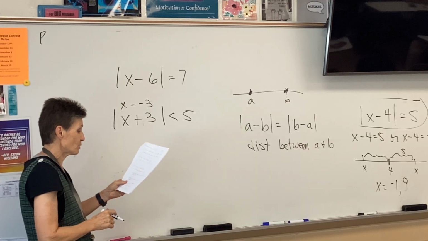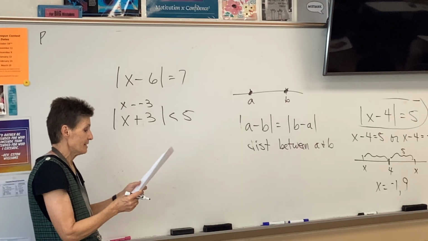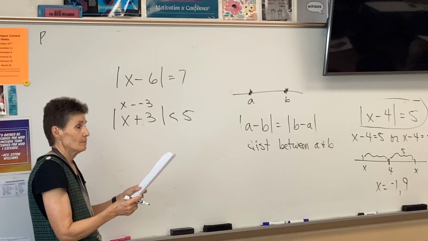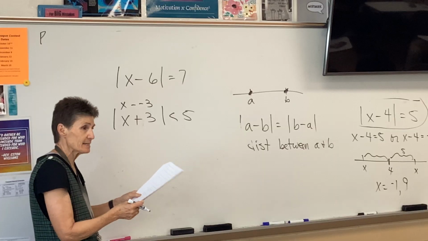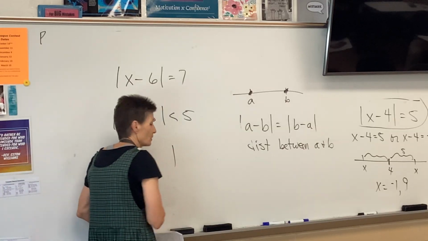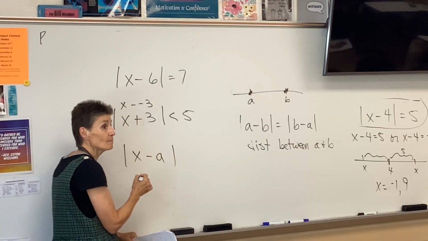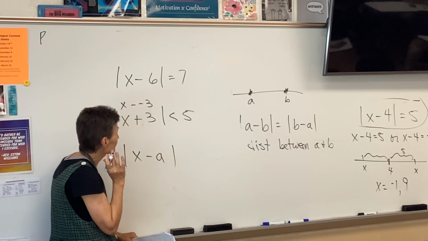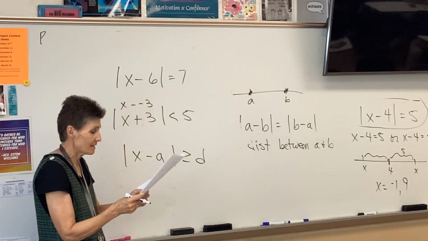The distance between x and a is at least d. What do you think that looks like? |x minus a| greater than or equal to d. Perfect. Beautiful. Magnificent.